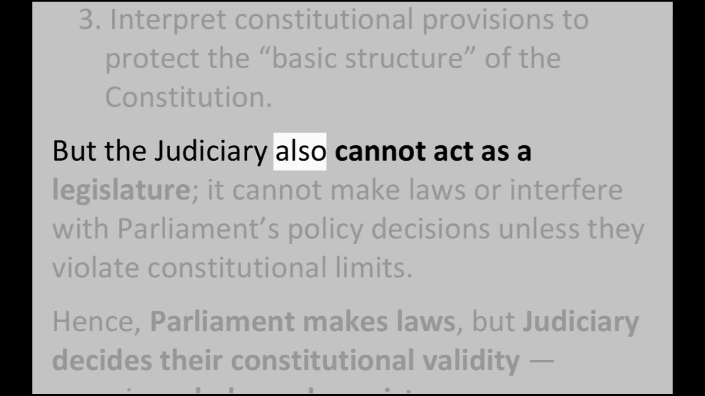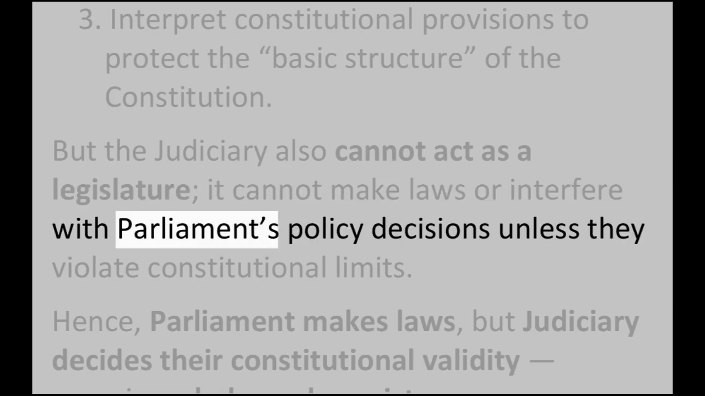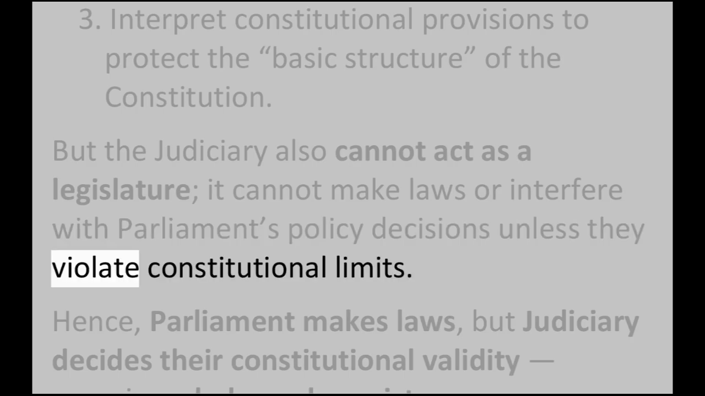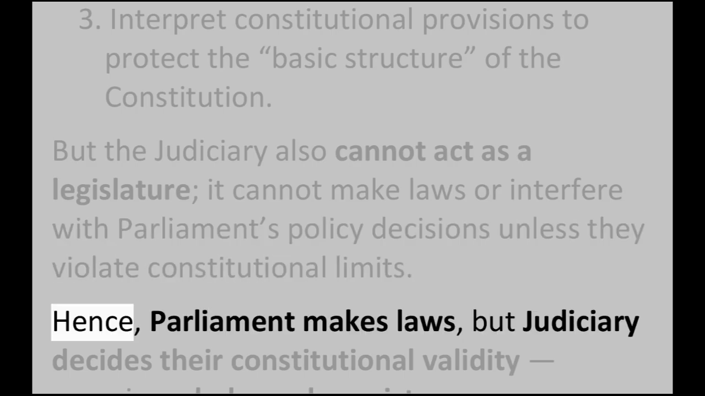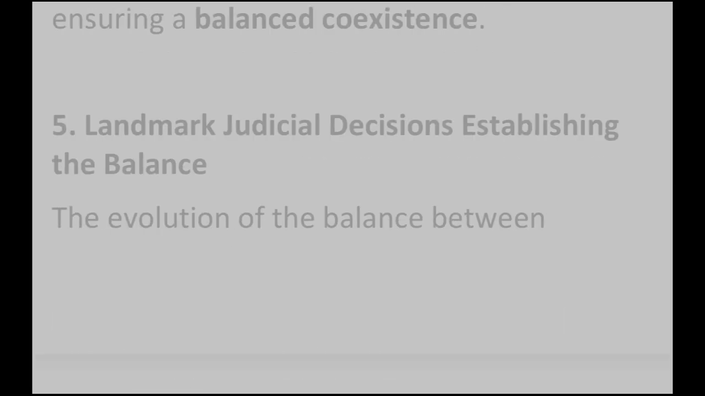But the judiciary also cannot act as a legislature. It cannot make laws or interfere with Parliament's policy decisions unless they violate constitutional limits. Hence, Parliament makes laws, but judiciary decides their constitutional validity, ensuring a balanced coexistence.